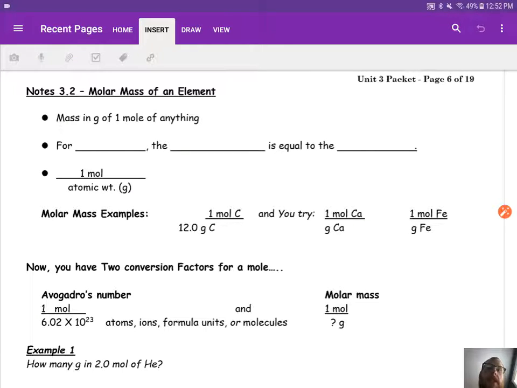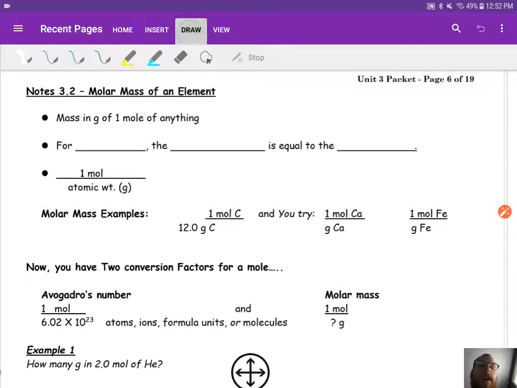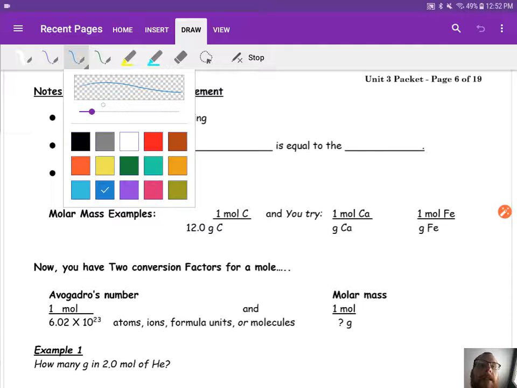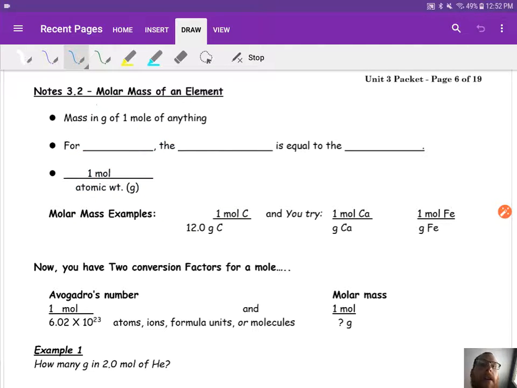In this video we're going to talk about how to figure out the molar mass of an element. This is something that we will use again. It's related to the mole, hence the term molar. That's where that comes from. So this is just the mass in grams of 1 mole of anything.